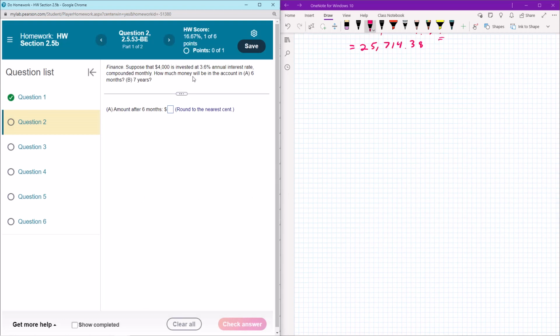Suppose that $4,000 is invested at a 3.6% annual interest rate, which is compounded monthly. How much money will we have in 6 months? How much will we have in 7 years?